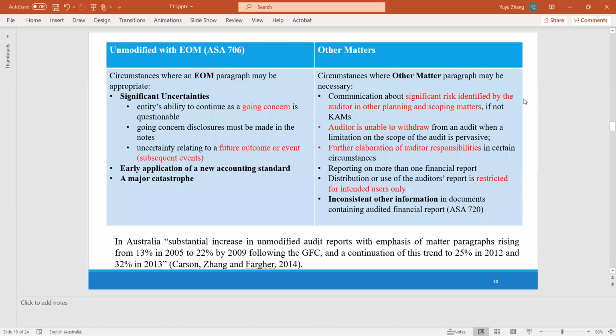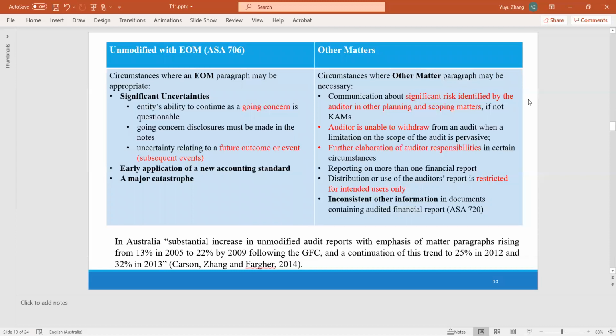All right. So the other page I want to draw your attention to from the slides was about the difference between unmodified and other matters, between the emphasis of matter or other matter paragraphs. So in most situations, auditors will issue the emphasis of matter paragraph if they feel the circumstances need to be emphasized.